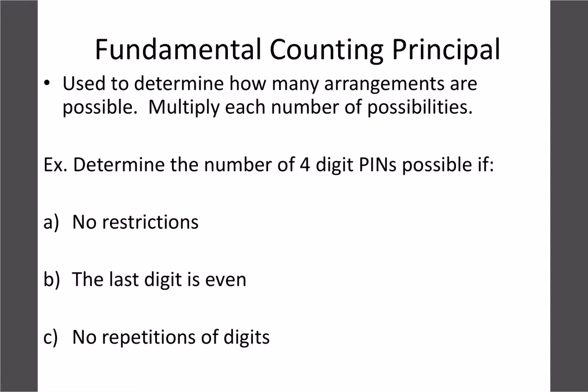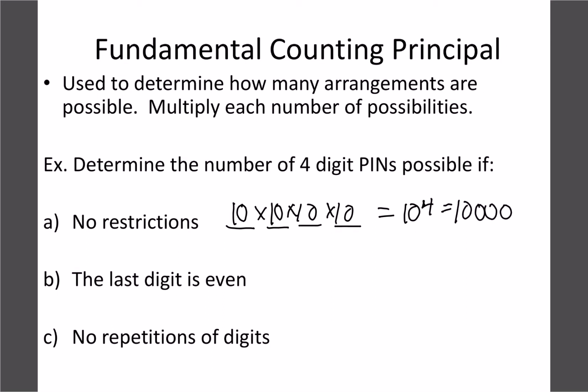So let's go through each of these and look at the types of questions that come up where you'd use these types of methods. The first, with fundamental counting, is the idea that we want to multiply each number of possibilities. Lots of questions in fundamental counting work like this: you just multiply each choice you have for each step. For this one, we're going to look at a PIN number. We've got a 4-digit PIN number, and we want no restrictions. So we've got 4 digits, and we can put any digit in. That'd be 10 times 10 times 10 times 10, which would be 10 to the 4, 10,000, like we had on the previous page.